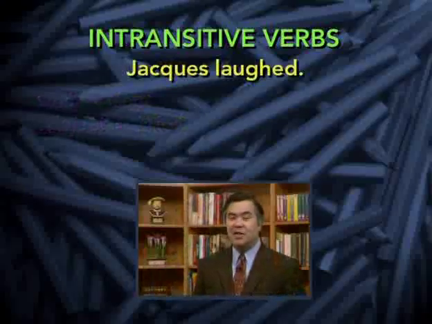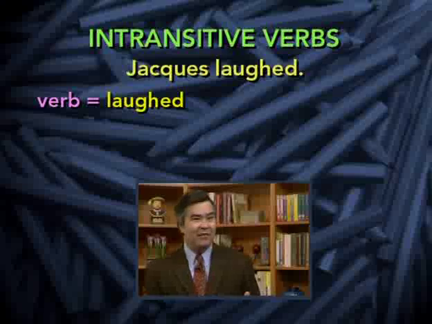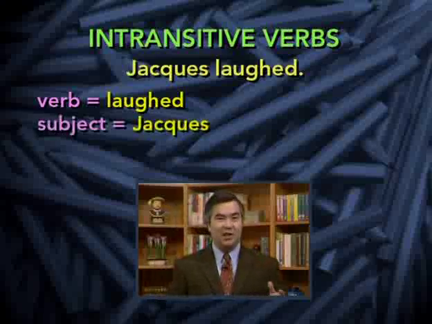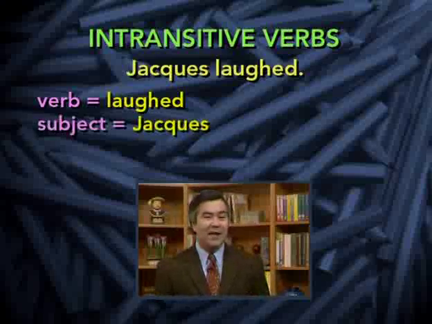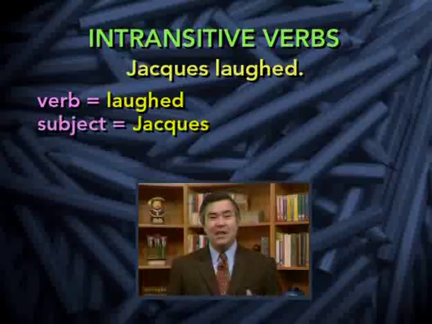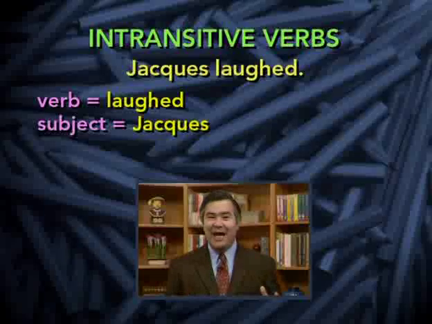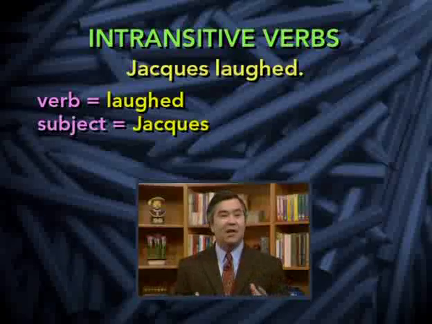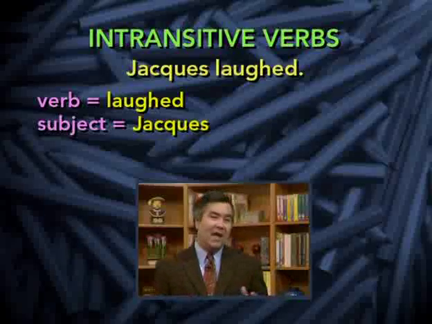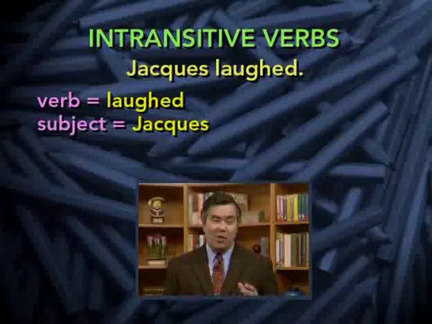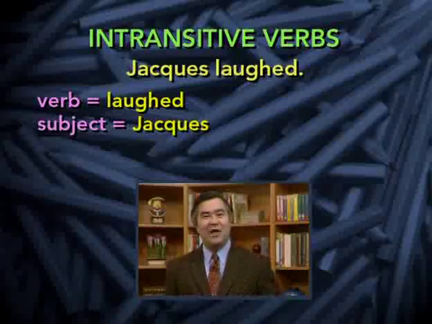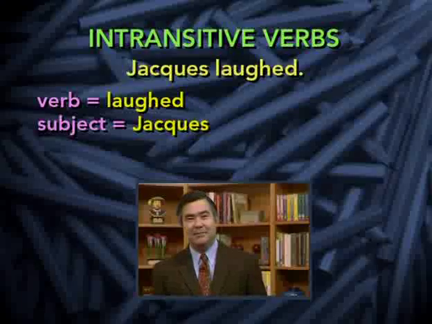It contains a subject and a verb. The verb is laughed. The subject is Jacques. Jacques is the one doing the laughing. And there is no object. The sentence doesn't tell us what Jacques laughed. He simply laughed. That's a complete thought, a complete idea in itself, and no object is needed. Once again, we're dealing with an intransitive verb in this sentence.